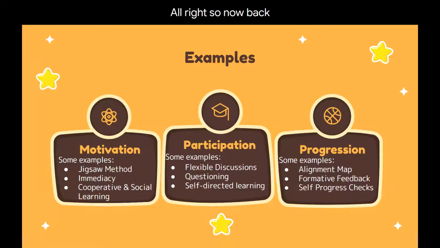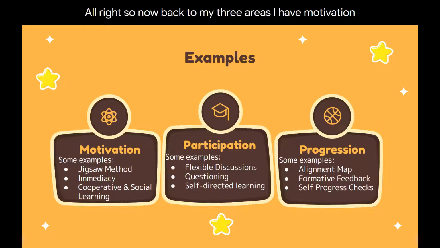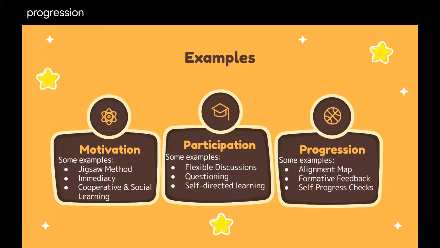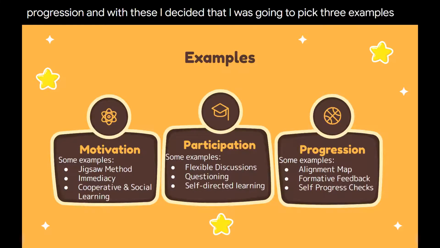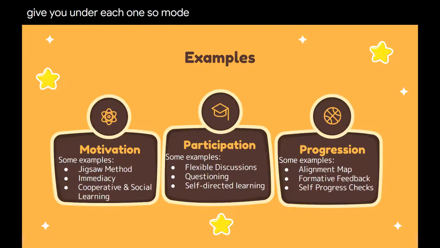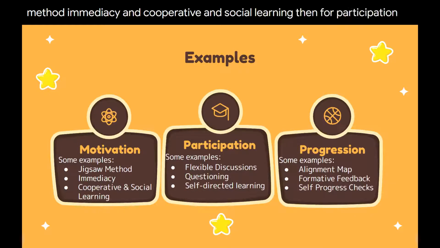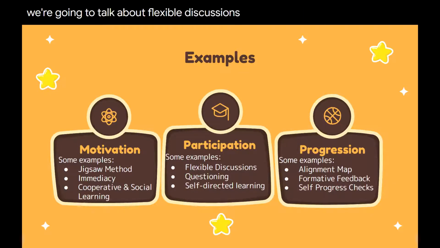All right, so now back to my three areas. I have motivation, participation, and progression. And with these, I decided that I was going to pick three examples to give you under each one. So for motivation, we're going to talk about the jigsaw method, immediacy, and cooperative and social learning. Then for participation, we're going to talk about flexible discussions, questioning, and self-directed learning. And then for progression, we're going to talk about an alignment map, formative feedback, and self-progress checks.